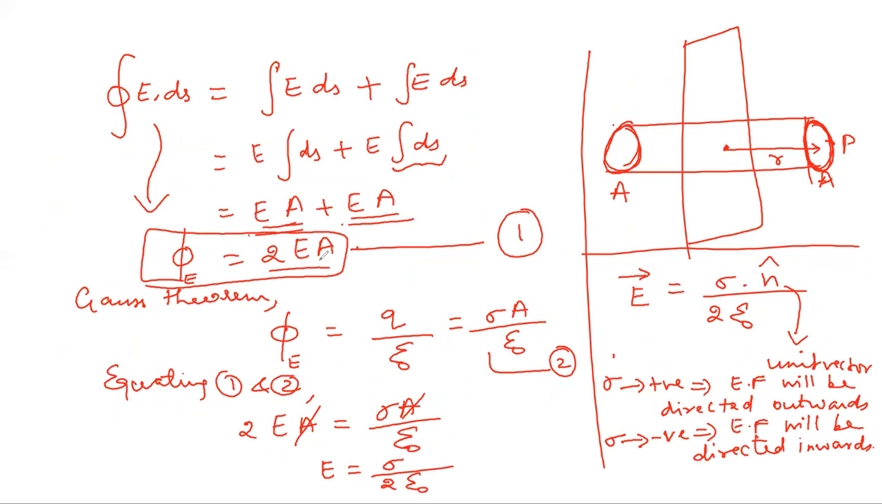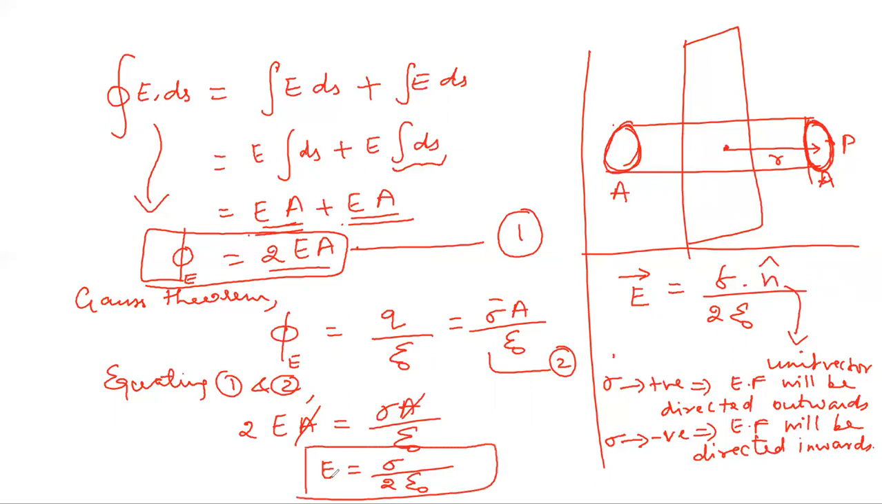But using Gauss theorem, I know electric flux is nothing but Q by epsilon naught. But this Q is not a point charge here. Since it is distributed all over the surface, I am writing it as sigma A by epsilon naught, where sigma is nothing but surface charge density. Now, equating 1 and 2, we finally get the electric field is sigma by 2 epsilon naught.